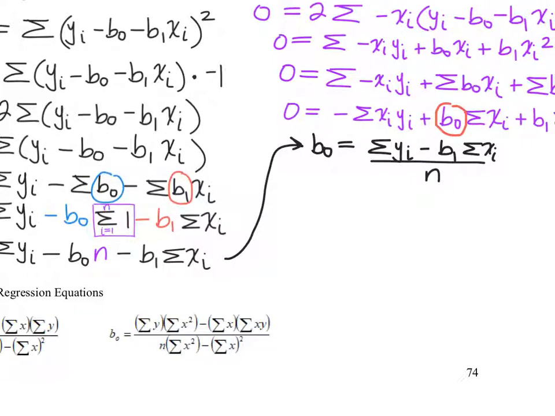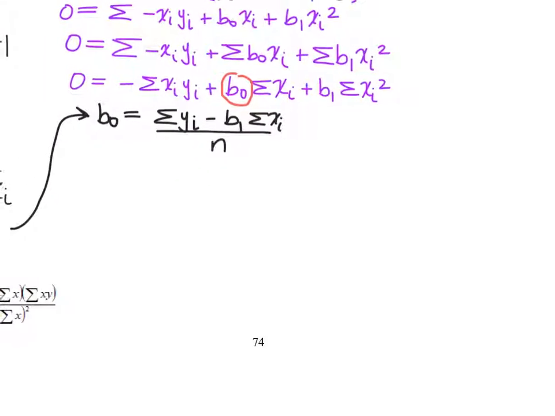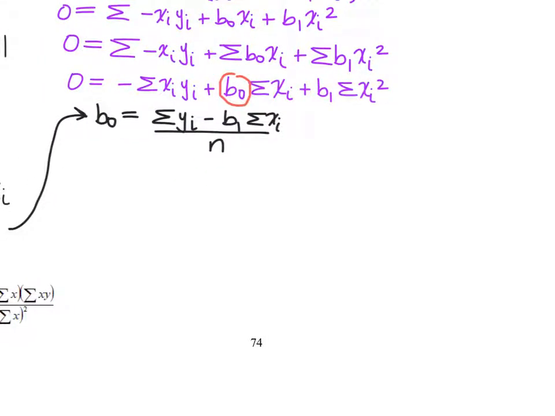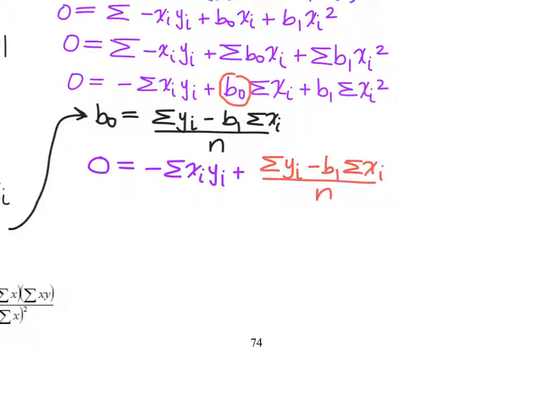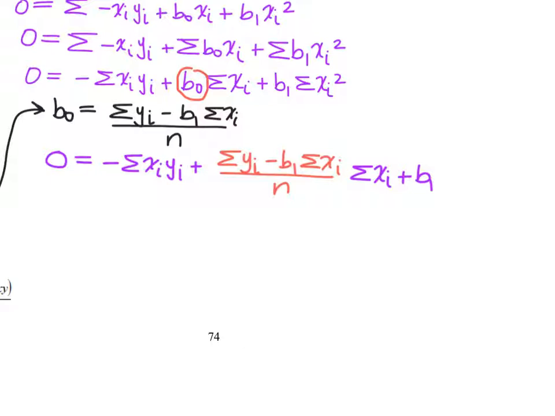So we're looking at, let me just bring it over. 0 equals negative sum x sub I, y sub I, plus, here we go, sum of y sub I minus b sub 1 times the sum of x sub I, over n, times the sum of x sub I, plus b sub 1 times the sum of x sub I squared.